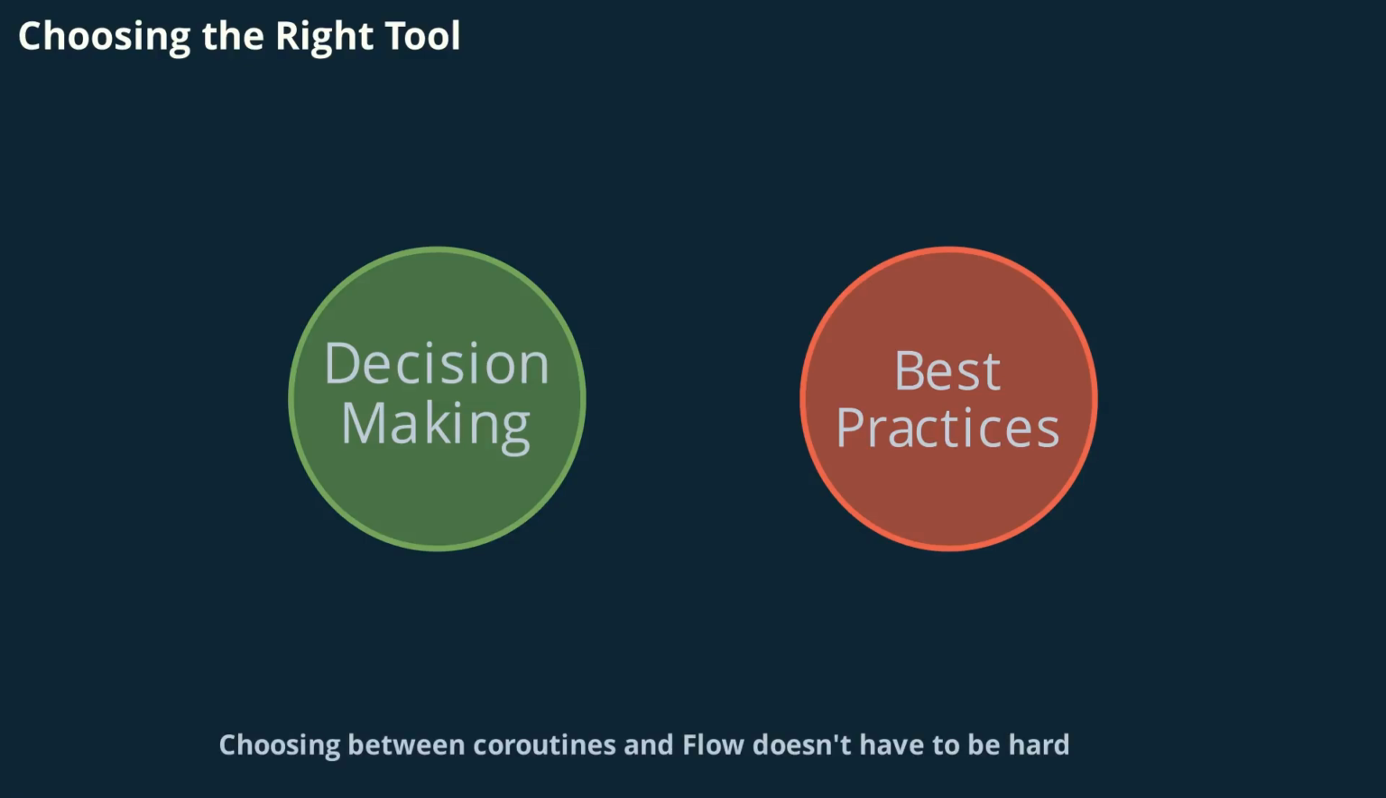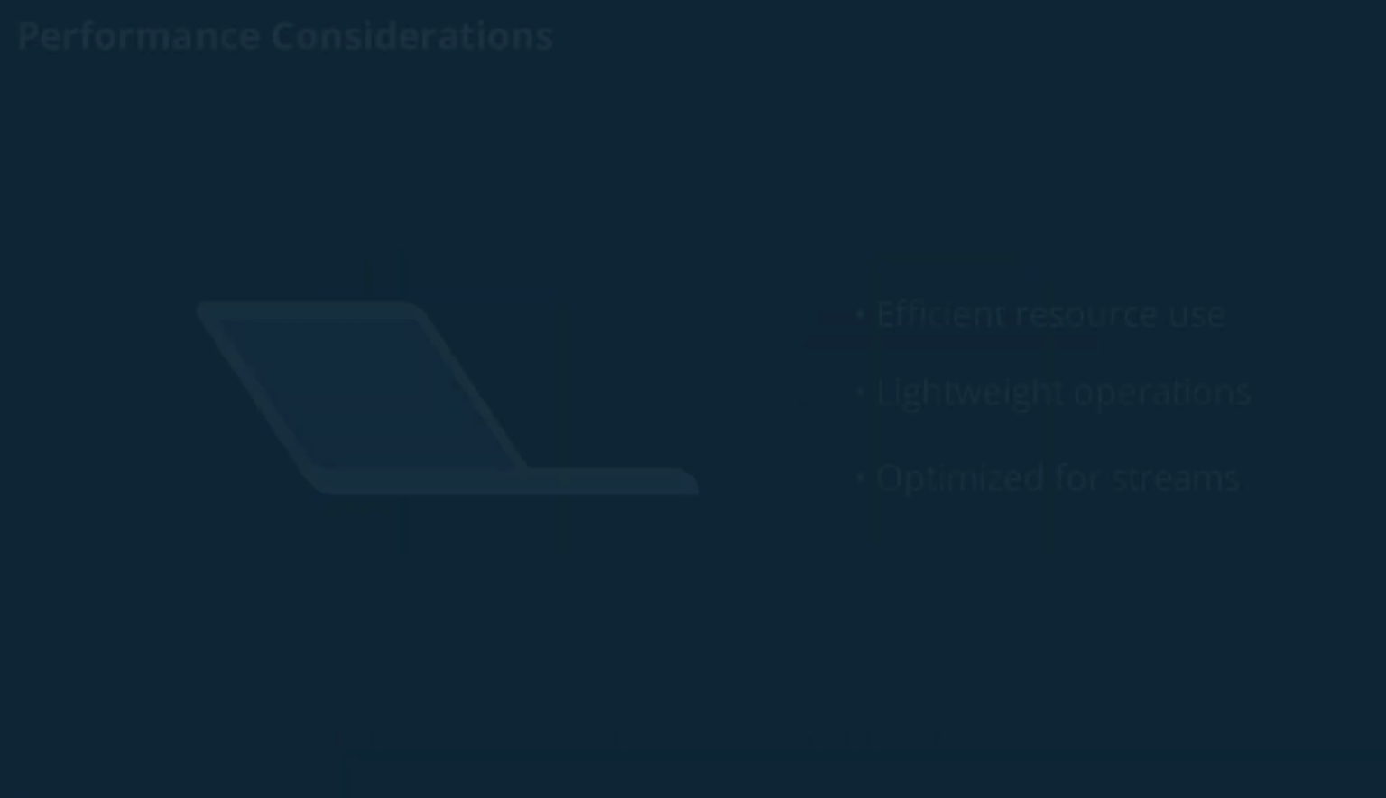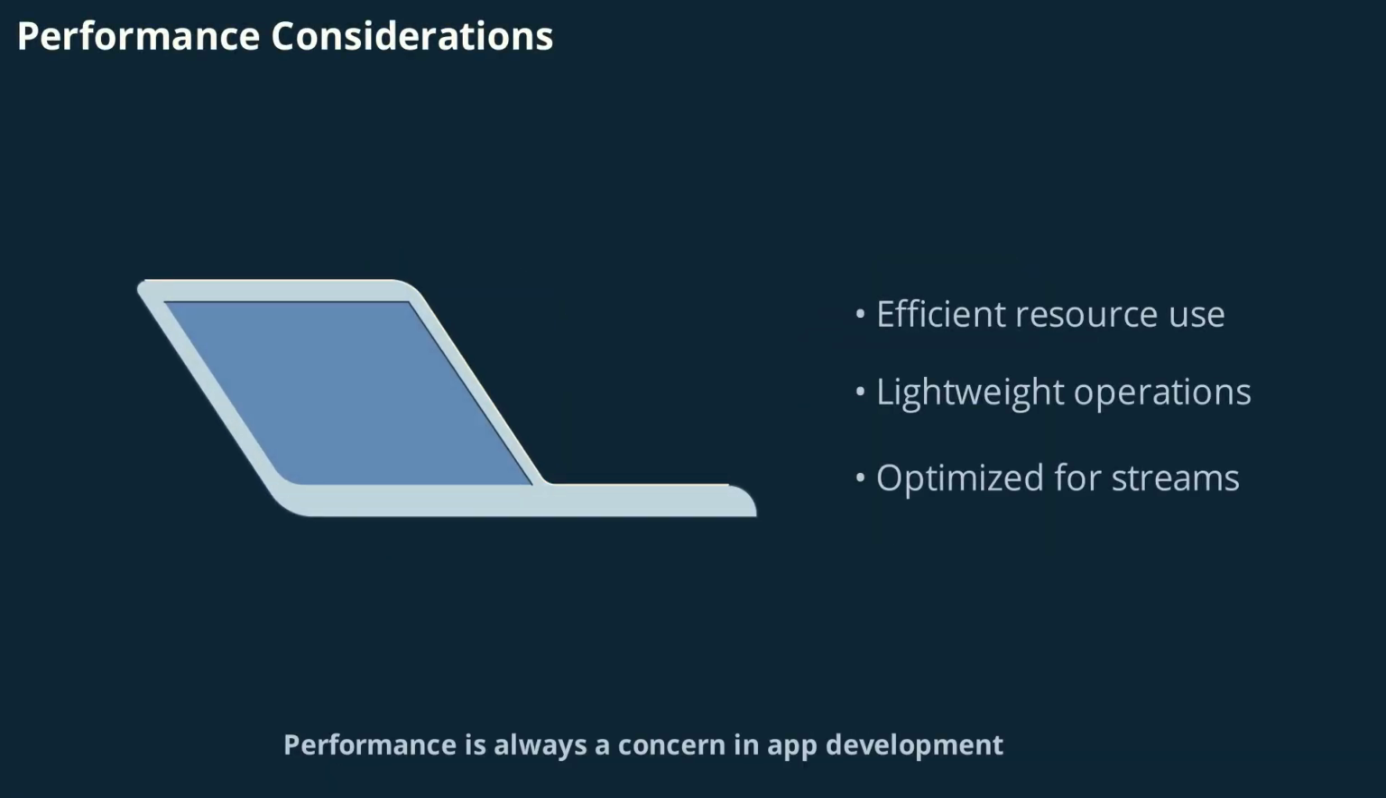Choosing between coroutines and Flow doesn't have to be hard. Remember the mental model: single result, use coroutines; multiple results over time, use Flow. This simple guideline will help you make the right choice in most situations, leading to cleaner and more maintainable code. Performance is always a concern in app development.